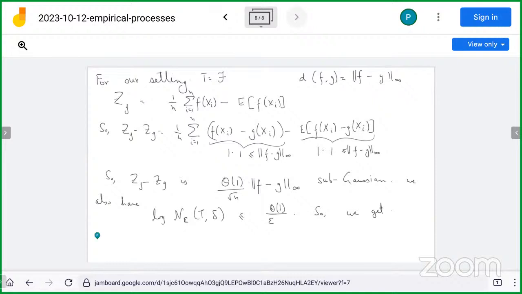So let me apply the second one. These are also mean zero, right? So we get the supremum over f in F of 1 over n.